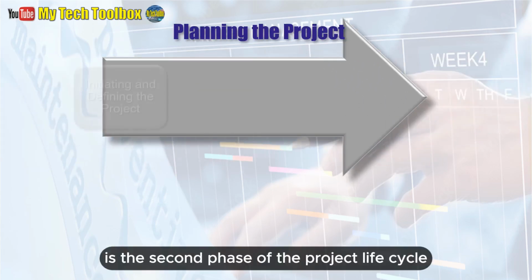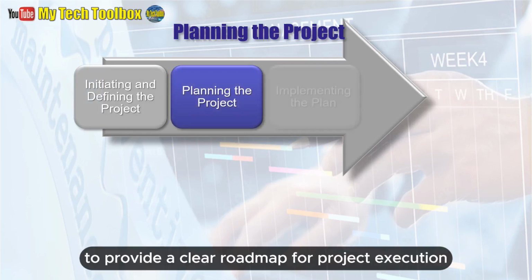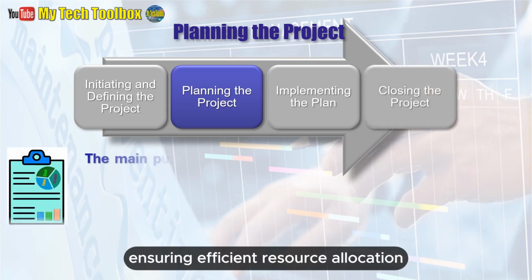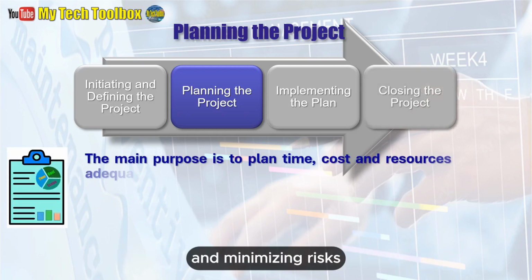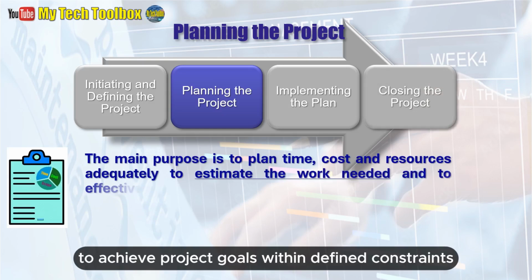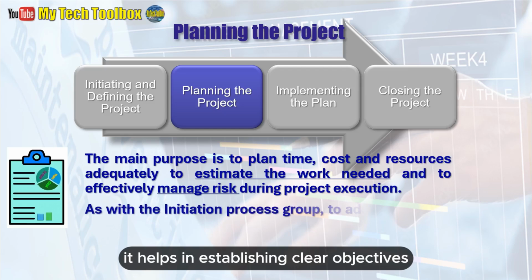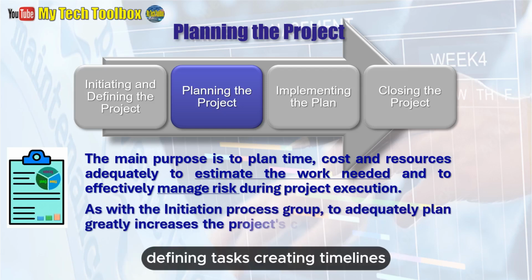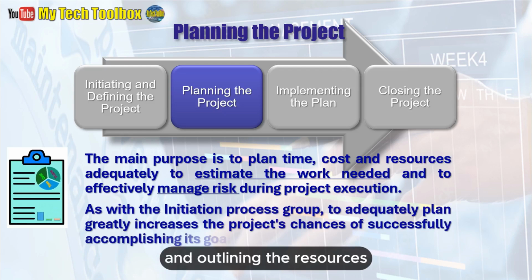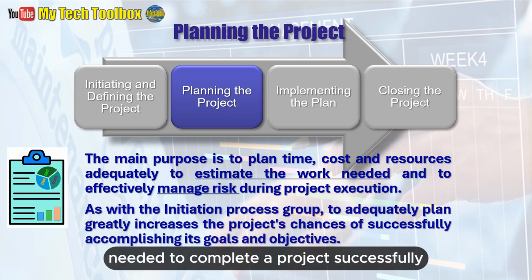Project planning is the second phase of the project lifecycle. It is undertaken to provide a clear roadmap for project execution, ensuring efficient resource allocation, and minimizing risks to achieve project goals within defined constraints. It helps in establishing clear objectives, defining tasks, creating timelines, and outlining the resources needed to complete a project successfully.